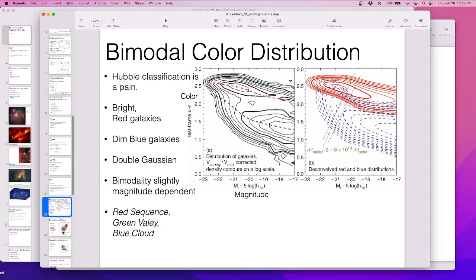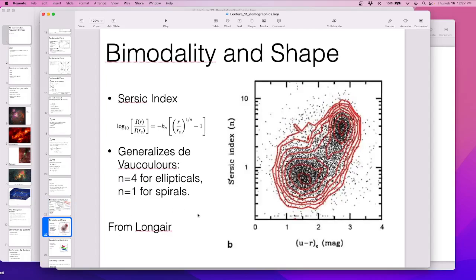And if we do some math to try to say, well, okay, which ones of these are spirals and which ones are ellipticals, we have this Sérsic index, which smoothly transforms from a spiral-looking profile to an elliptical-looking profile. And we also have a bimodal distribution in these. So this is color versus Sérsic index. So we have a big blue blob of things with a Sérsic index of 1, which means they're spirals, and a big red blob with a Sérsic index of about 4, which means they're ellipticals. It's kind of a neat measurement.